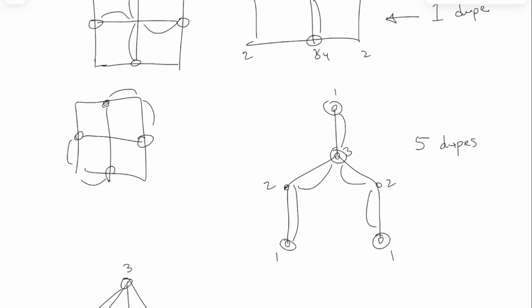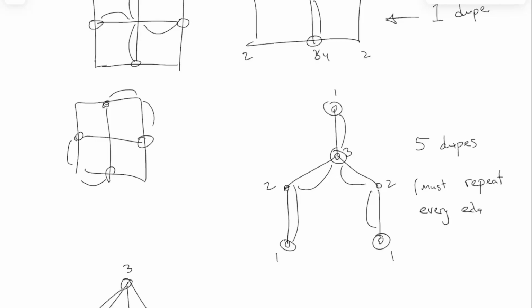I say this is the worst possible because actually in this example, you must duplicate every single edge. That's as bad as it could possibly be, but it is the fact here. It's not possible to do this without duplicating everything. So here you must repeat every edge, which is kind of the worst case scenario. Every edge, right? It does happen sometimes.